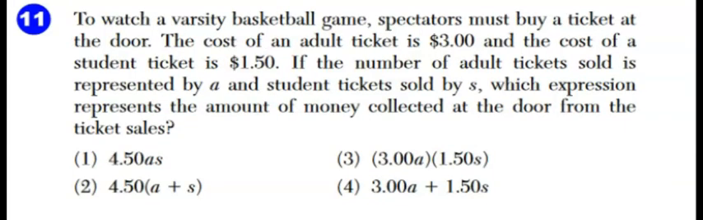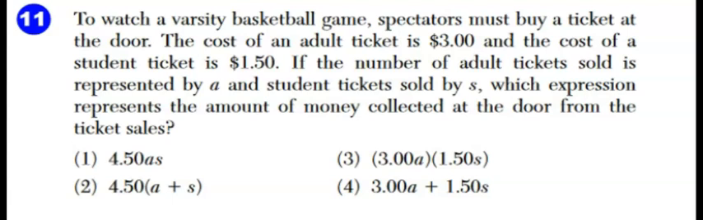To watch a varsity basketball game, spectators must buy a ticket at the door. The cost of an adult ticket is $3. The cost of a student ticket is $1.50. If the number of adult tickets sold is represented by A and student tickets by S, which expression represents the amount of money collected at the door?